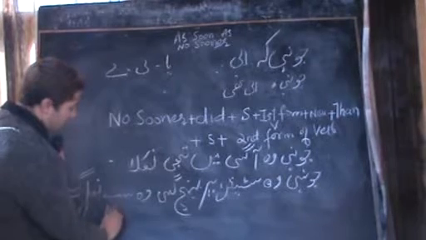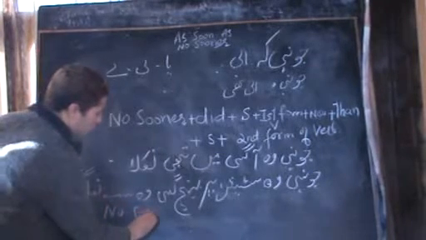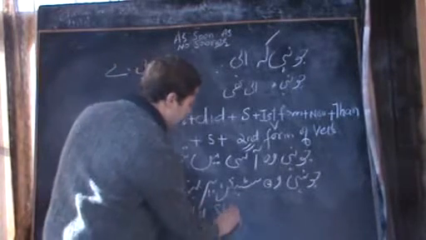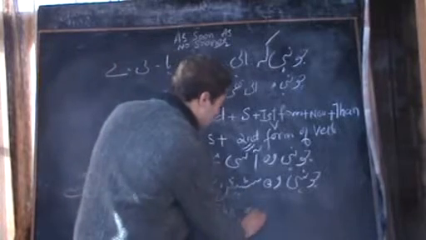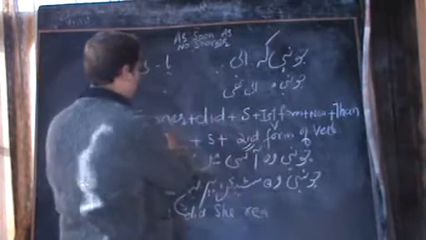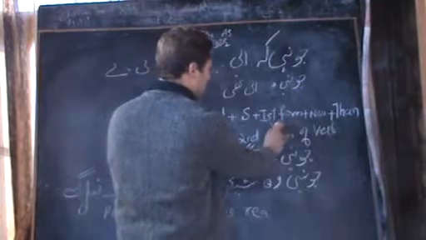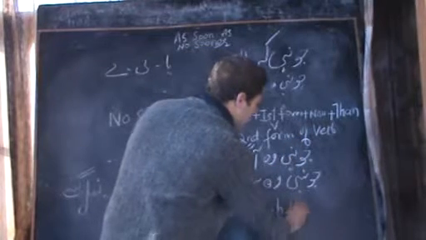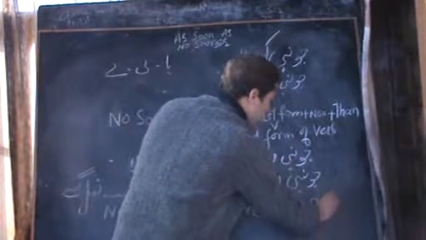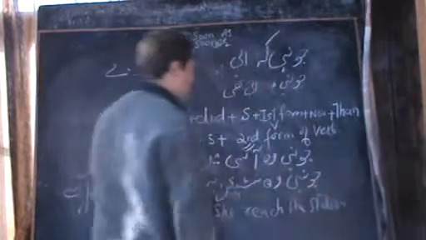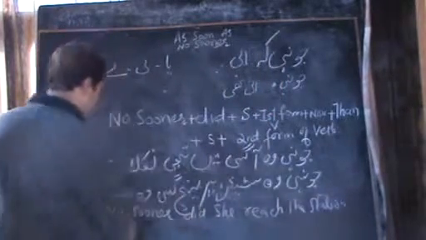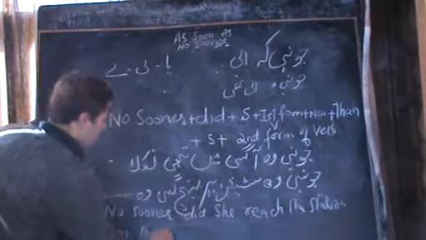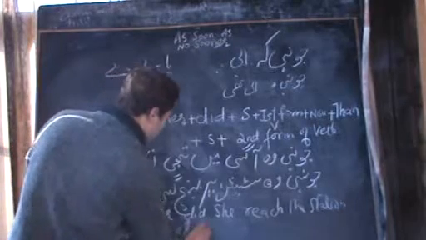No sooner did she reach the station, because here we'll see no sooner did, then subject, then first form, then again noun. Did she reach the station? So we'll not go against the formula here. You just see no sooner did she reach the station, then those all went.